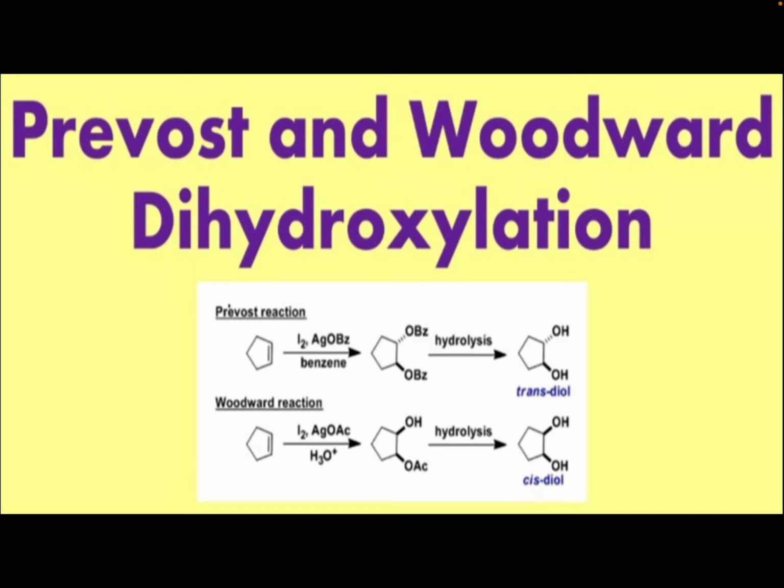Here we are seeing Prevost and Woodward dihydroxylation or hydroxylation. In Prevost, any alkene we can take. Alkene is there, here cyclopentene is taken, iodine plus AgOBz, that is silver benzoate, in benzene. Then in the Prevost reaction we are getting OBz, then on hydrolysis we are getting trans diol. In the Woodward reaction, with iodine and silver acetate, here we are taking water. This on hydrolysis will give cis diol. So this is the difference between the Prevost and Woodward reactions.